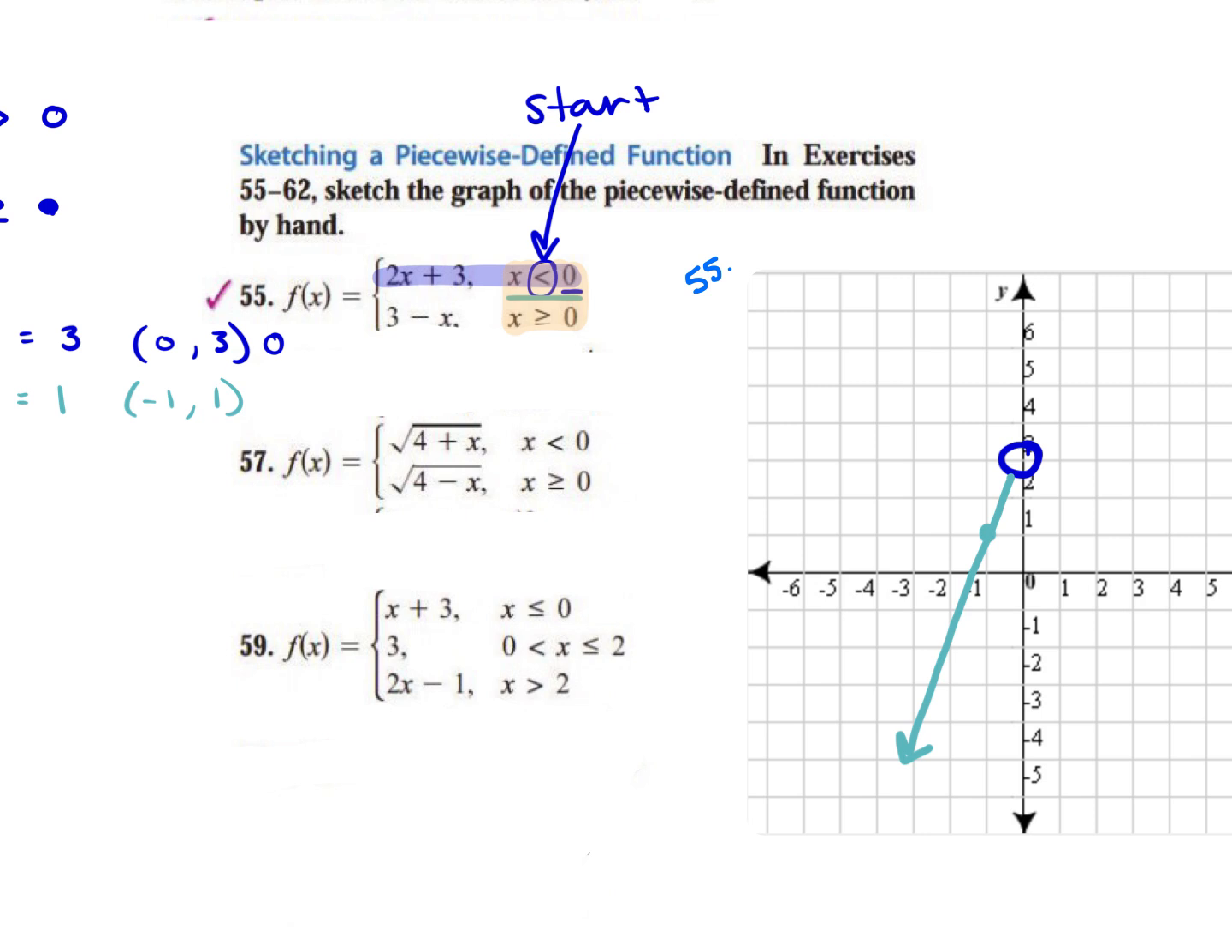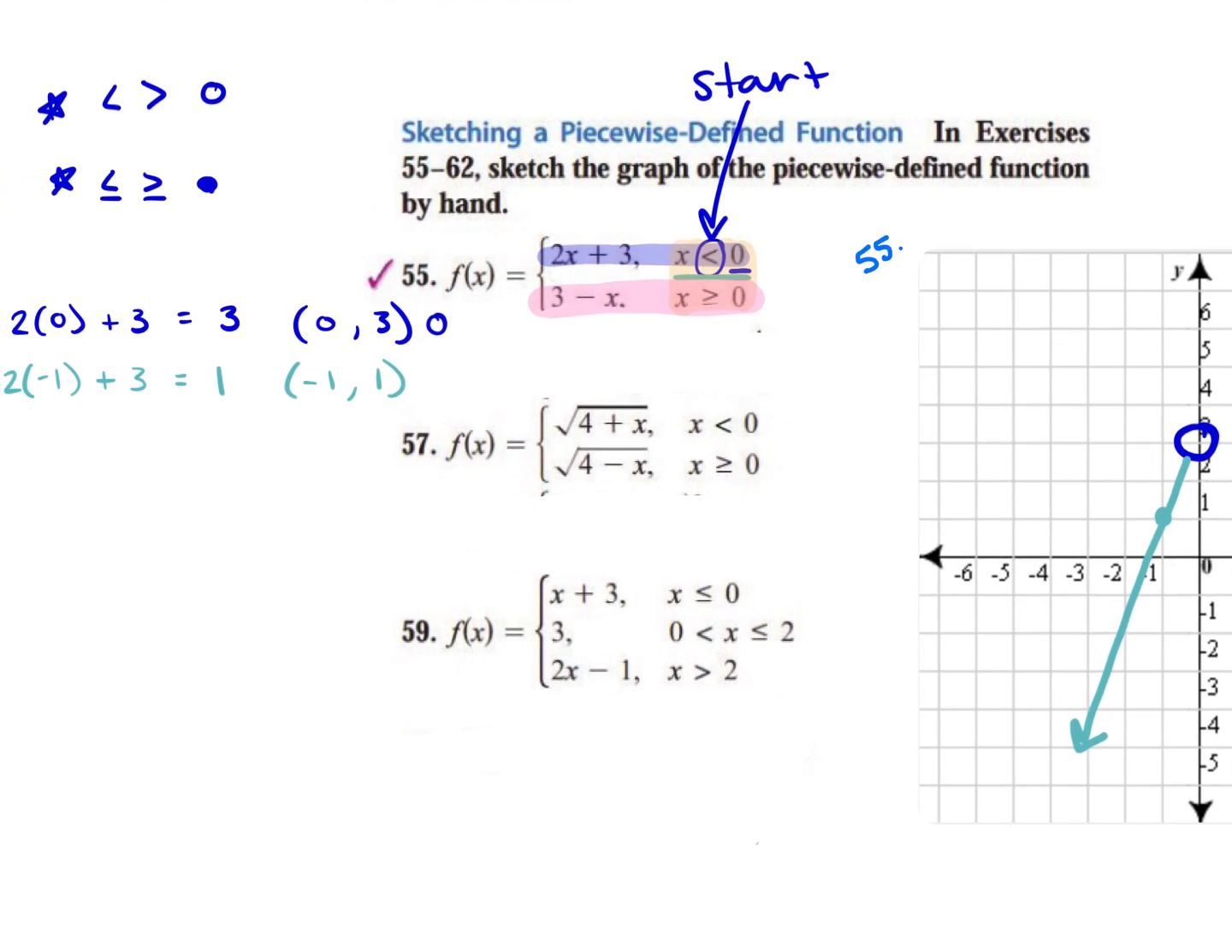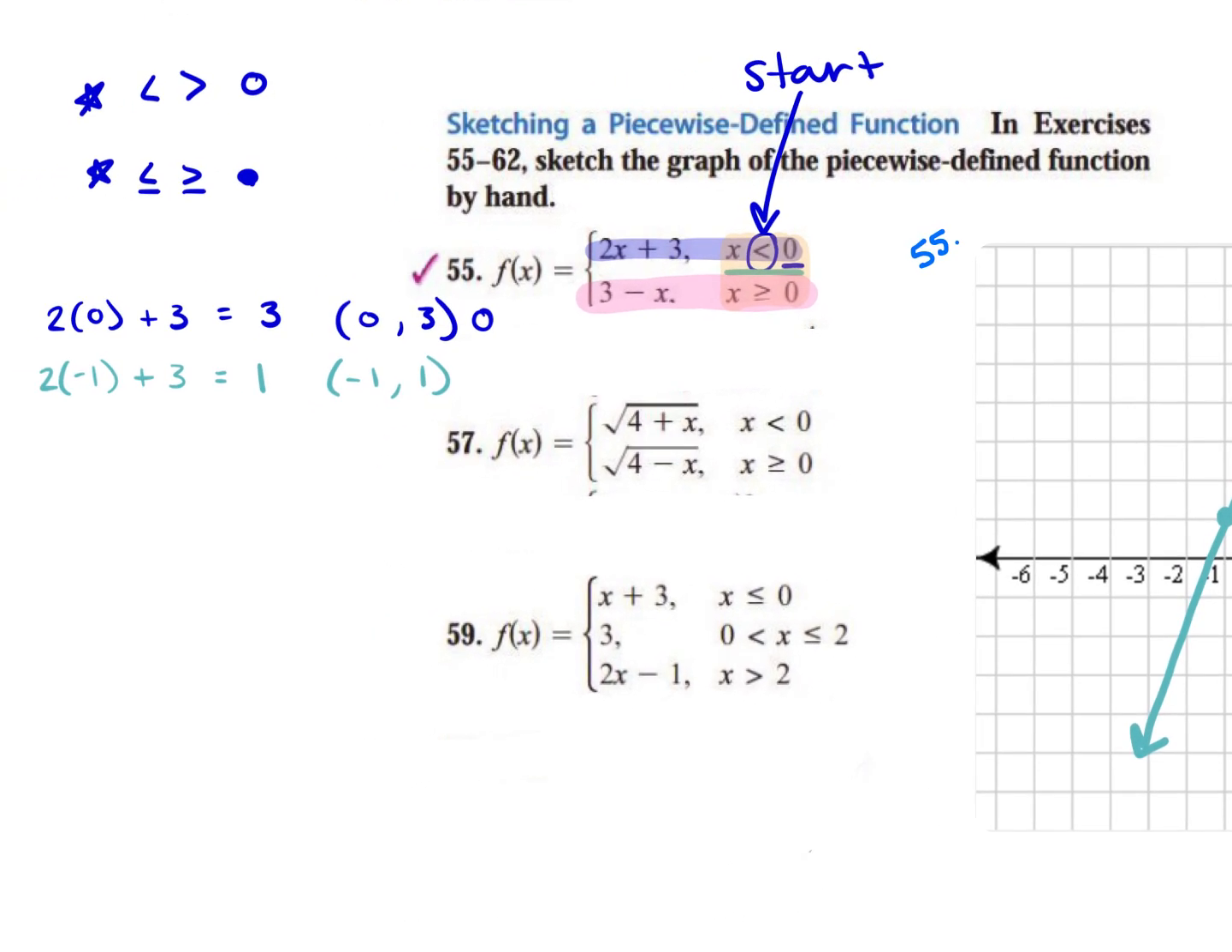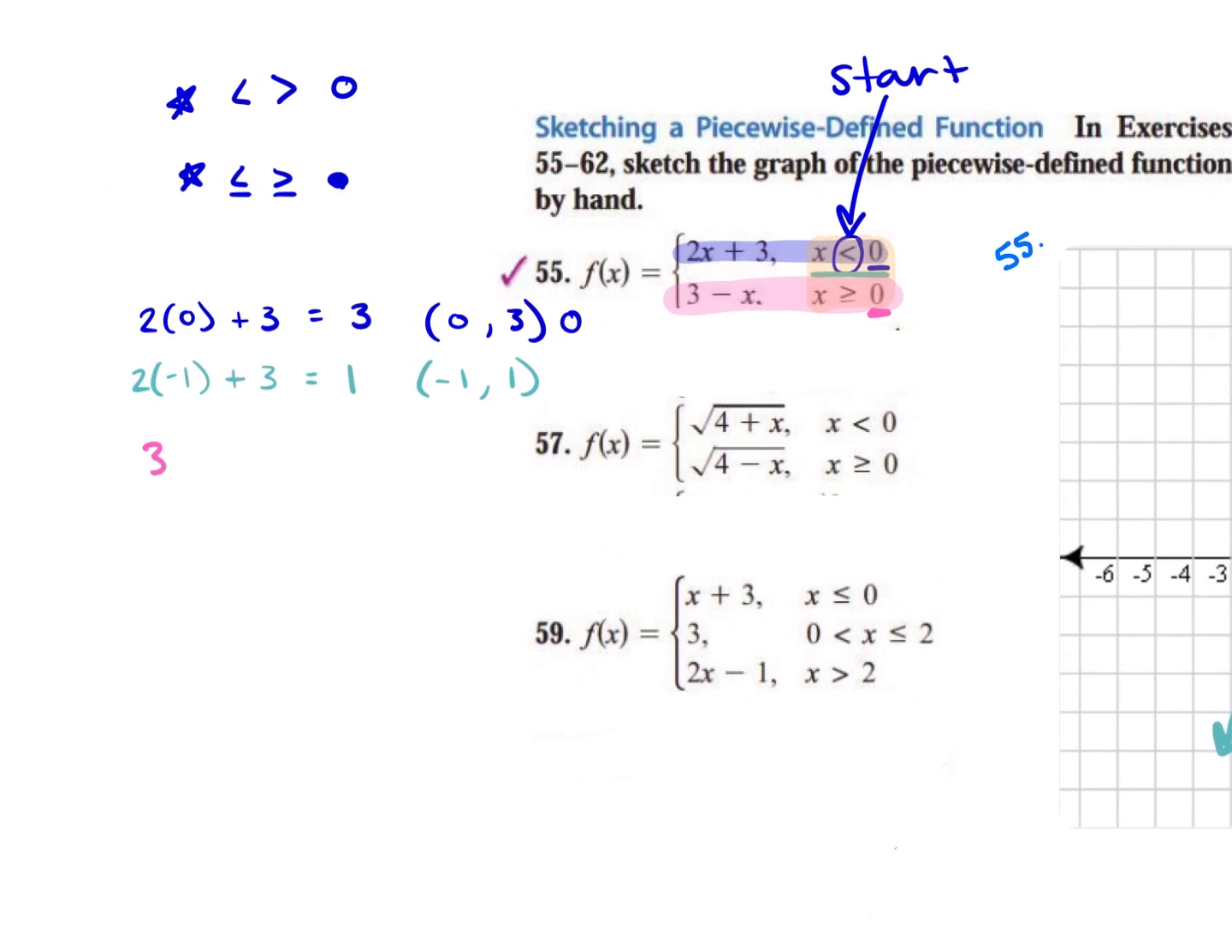Any questions on how we got that? Next, let's move on to our second piece. So I have 3 minus x when x is greater than or equal to 0. First, I always want to plug in the number that's given. So I'm going to plug in 0. So we have 3 minus 0, which would be 3. So I plugged in 0 and got 3. At this point, is it an open or closed circle? Closed, because it is a greater than or equal to sign.